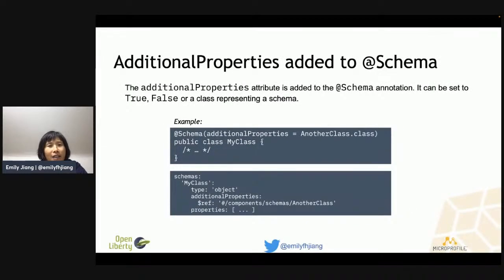The next one is additionalProperties being added to schema. If you have the @Schema annotation, you can specify additional properties with a class. When you generate the OpenAPI doc, it will process this and add a reference to the schema of another class.